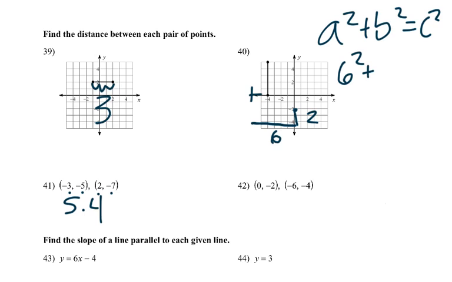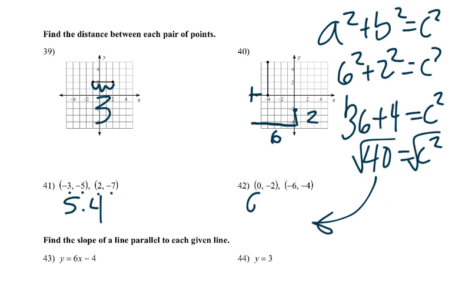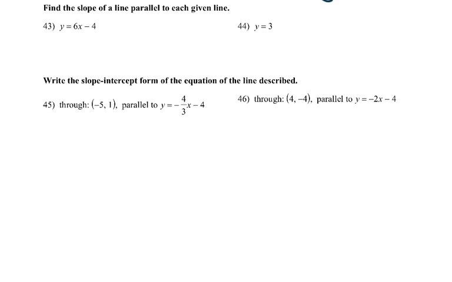go 6 squared plus 2 squared would equal c squared. 36 plus 4 would equal c squared. 40 would equal c squared. Take the square root, and so the square root of 40 would give us about 6.3 for our answer. And we could use either one of those to help us with these ones, but since they were vertical and horizontal, they're easy enough.